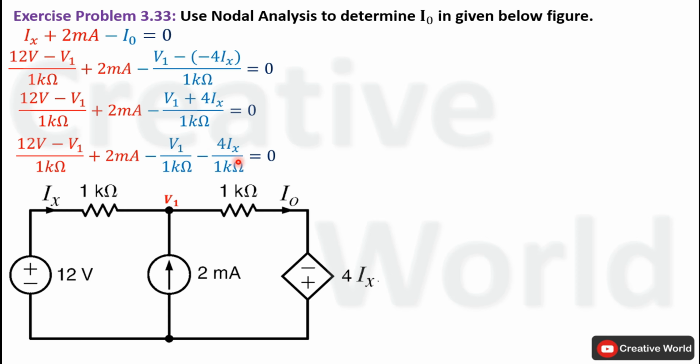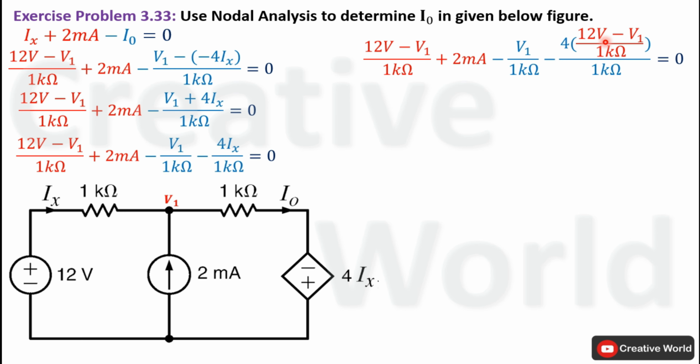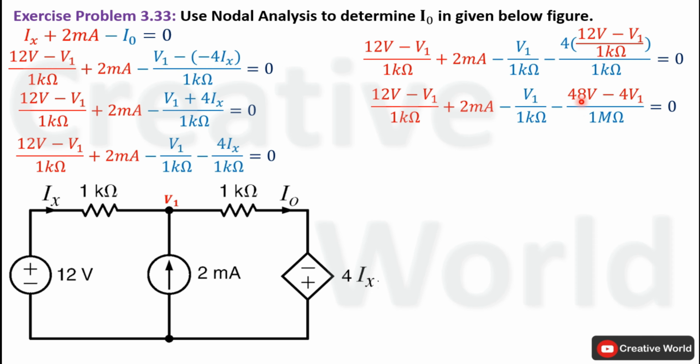In this equation, we have to replace Ix with its value, that is equal to 12 volt minus V1 divided by 1 kilo ohm. Here Ix is replaced with 12 volt minus V1 divided by 1 kilo ohm. Now open these brackets. This 4 will multiply with 12 volt and minus V1, while this 1 kilo ohm will multiply with 1 kilo ohm in denominator. 48 volt minus 4 V1 divided by 1 mega ohm. Here the product of 1 kilo ohm and 1 kilo ohm will become 1 mega ohm.